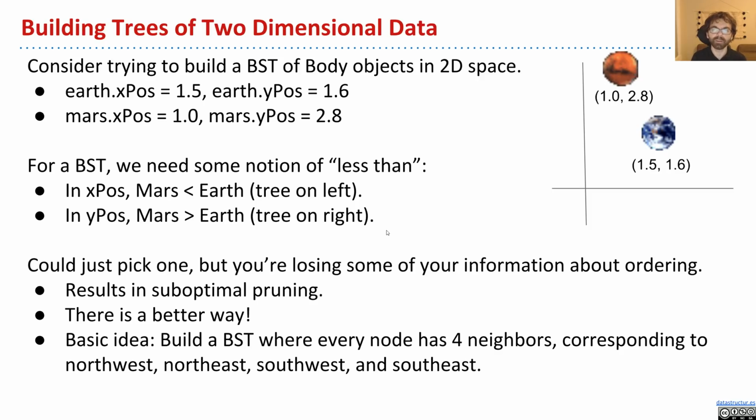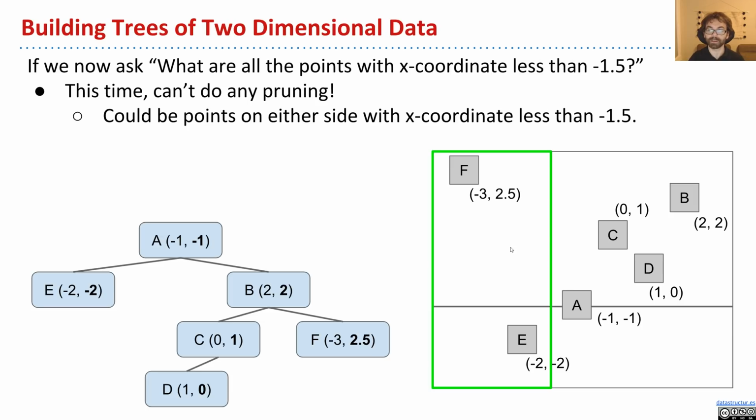And so the basic idea, which I'll go through in the next video, is just have 4 neighbors, one for each of the 4 different directions you can go. Okay? And I'll go through the details in the next video.